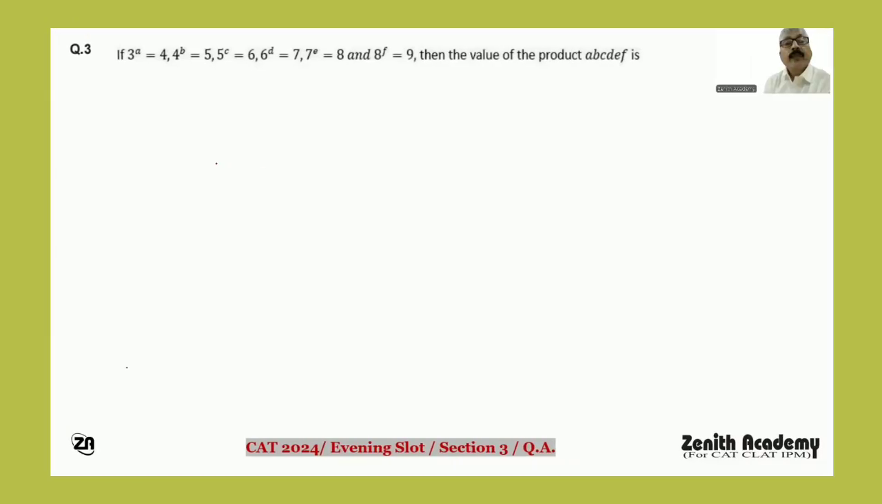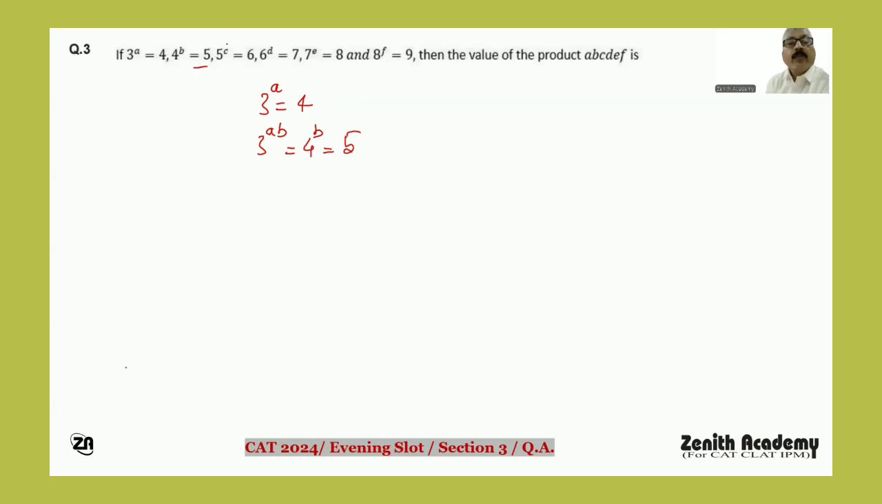Now see question number 3. If 3 raised to power a is equal to 4, 4 raised to power b is 5, 5 to the power c is 6, 6 to the power d is 7, 7 to the power e is 8, and 8 to the power f is 9, then the value of the product of a, b, c, d, e, f is? Very simple question. 3 to the power a is equal to 4, and 4 to the power b is 5. So if I raise left hand and right hand side to the power b, then it is 3 to the power ab is equal to 4 to the power b. And 4 to the power b is what? 5. So it is equal to 5.